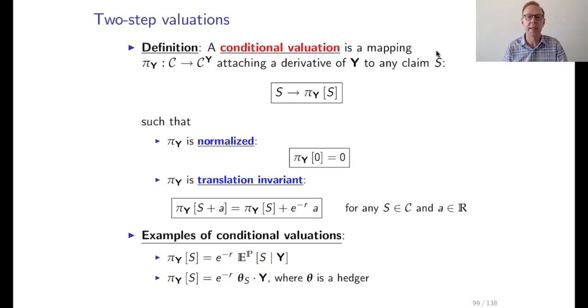So conditional valuation is an abstract concept. You have to see it as attaching to any claim a kind of value, but we assume that we know the time one information on the traded assets. So let us assume that we know the vector Y, then we attach to any claim a kind of value. In some sense, this value is a random variable because it depends on Y. So it's a valuation conditional on the financial information that will be available at time one.